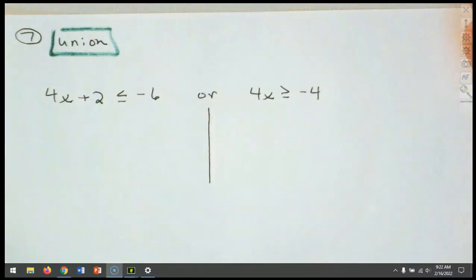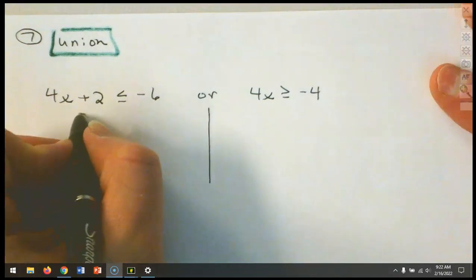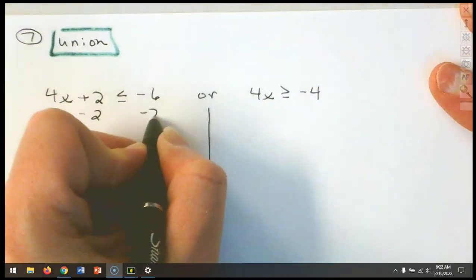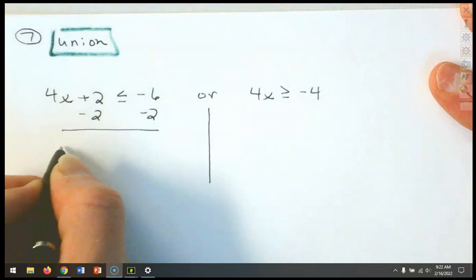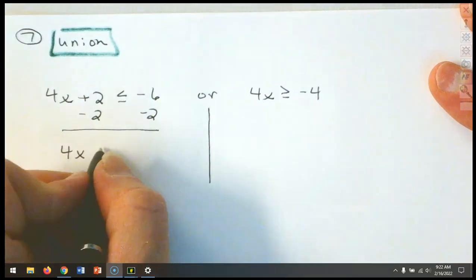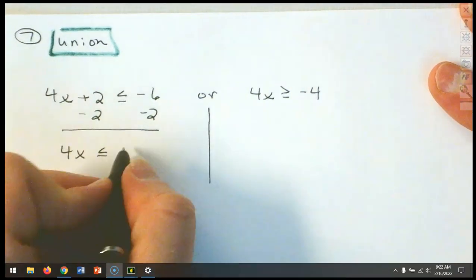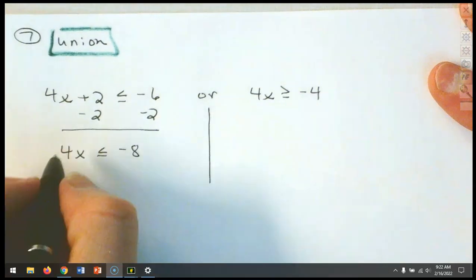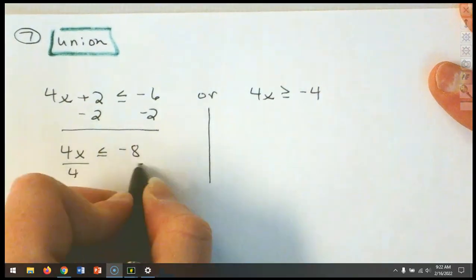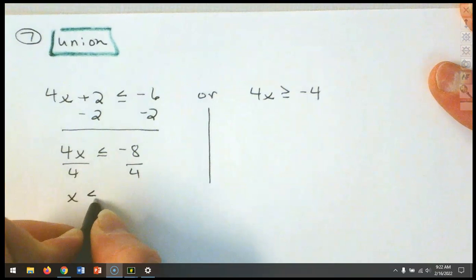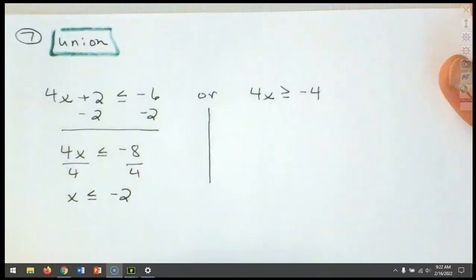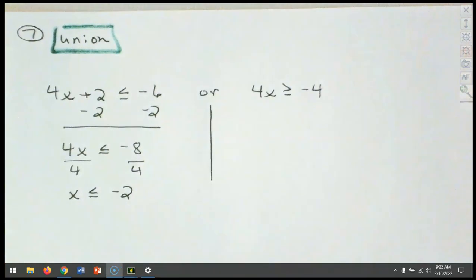So we're going to start on the left-hand inequality. We're going to move that 2 over. And that leaves me with 4x is less than or equal to negative 8. We'll divide by our 4. And so x is less than or equal to negative 2. No need to switch the inequality because we divided by a positive 4, not a negative 4.